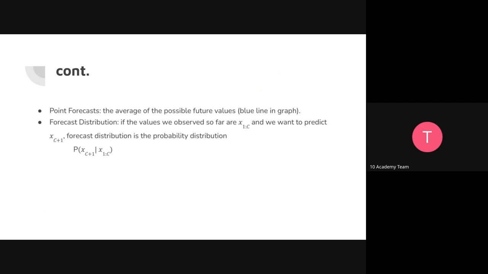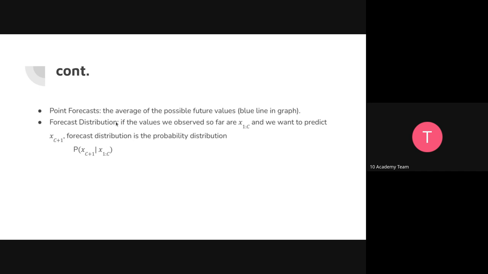This is what I talked about. So the point forecast is a specific precise value, which is the average of possible future values. And the final term I want to say is the forecast distribution.